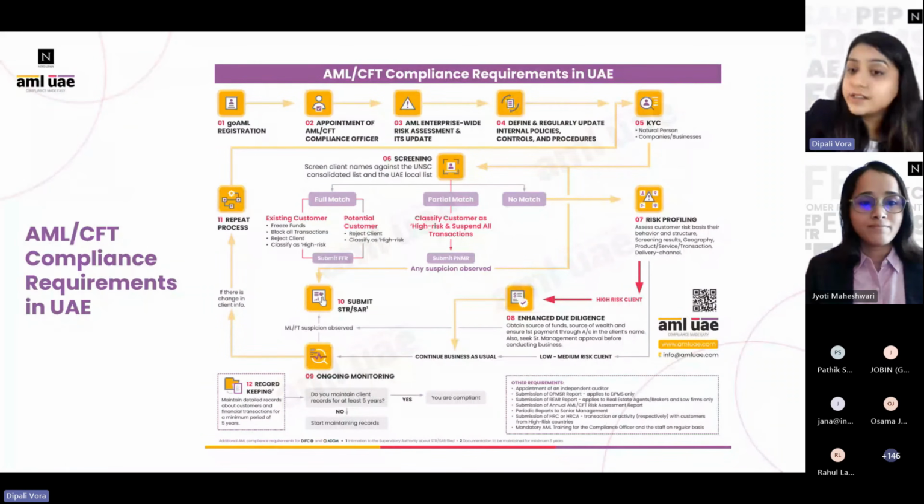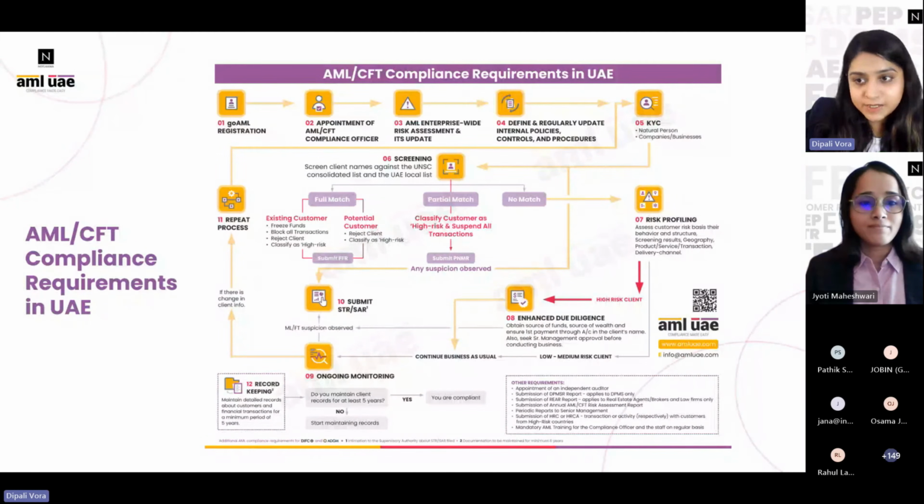First and foremost, all of the DNFBPs, financial institutions and VASP are required to get themselves registered on the goAML platform. At the time of registration, you are also required to nominate a compliance officer or MLRO, that is Money Laundering Reporting Officer. So points number 1 and 2 are achieved when you complete your goAML registration and you nominate a person who will be overseeing all of the AML CFT compliance in an organization.